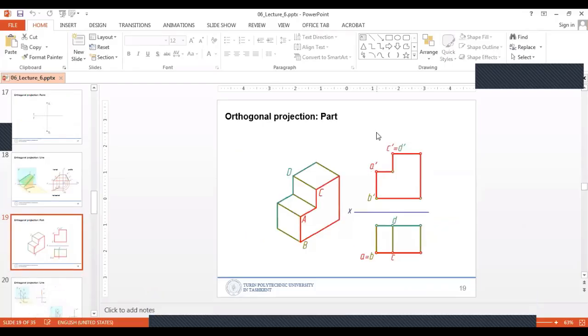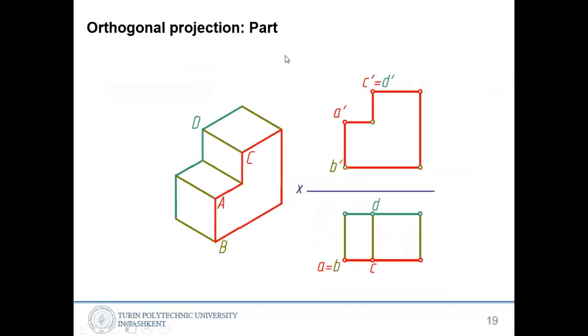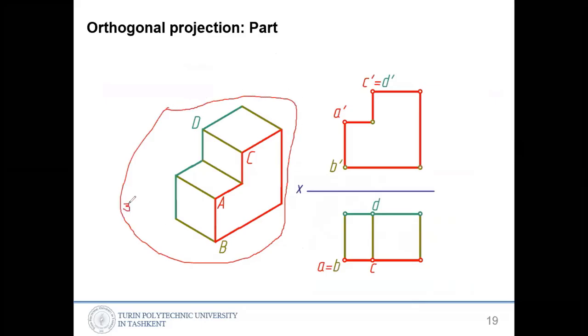So there is an example of orthogonal projection of a part, a kind of prismatic shape. A prism shape is given on the left hand side, as a 3D kind of view. We call this an isometric view. The isometric view is given like this in 3D, but to draw this one is not easy.